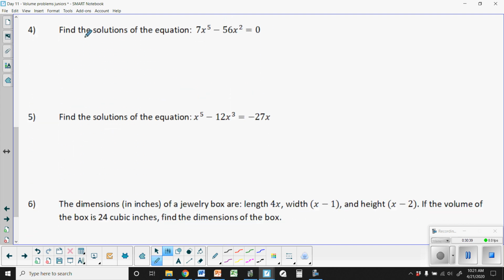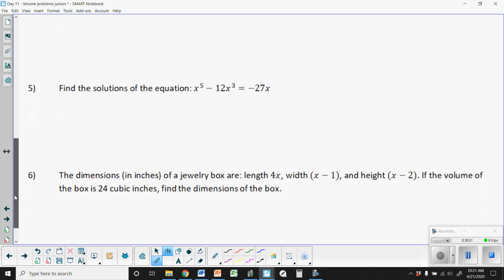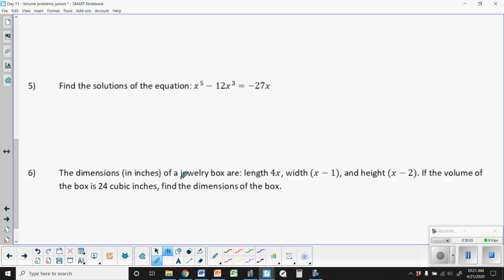4, find the solutions. How many solutions are we expecting? How many terms? Figure out the process. Find the solutions to the equation. Okay, so more solutions. How many are we going to have? All right, and then number 6. Ooh, jewelry box. Nice, exciting. The volume it gives us, find the dimensions. All right, so the dimensions, we're thinking something by something by something in inches, right? So some sort of inches by some sort of inches by some sort of inches.